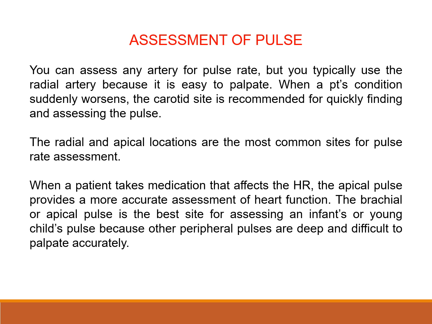The radial and apical locations are the most common sites for pulse rate assessment. If the radial pulse is abnormal or intermittent resulting from dysrhythmias, or if it is inaccessible because of a dressing or cast, assess the apical pulse. When a patient takes medications that affect the heart rate, the apical pulse provides a more accurate assessment of heart function. The brachial or apical pulse is the best site for assessing an infant's or a young child's pulse because the other peripheral pulses are deep and difficult to palpate accurately.